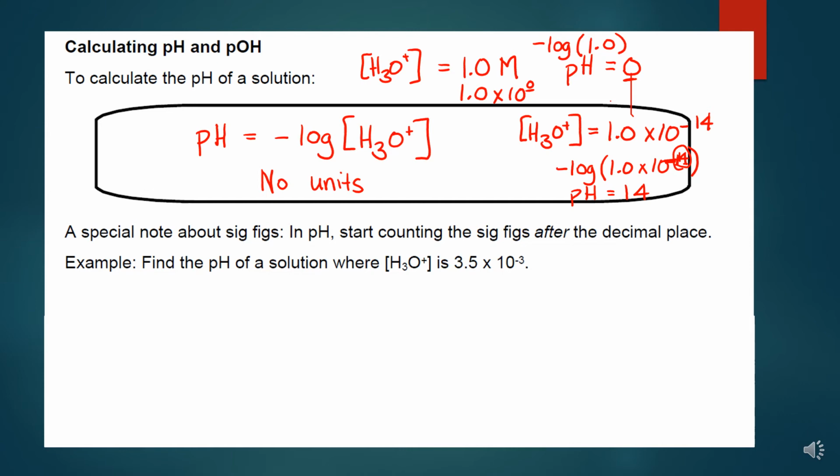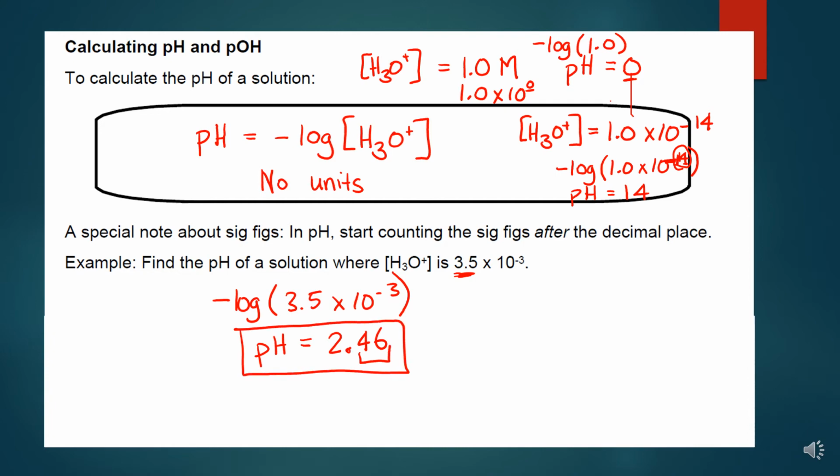So the example question here says, find the pH of a solution where the concentration of hydronium is 3.5 times 10 to the negative 3. We're going to take negative log 3.5 times 10 to the negative 3. I totally urge you to pause this video, get out your calculator right now, and actually take the time to try it. What we'll find is the pH is 2.46. You'll notice I had 2 sig figs in the question here, so I'm leaving 2 sig figs after that decimal point there. So there's my final answer, no units.